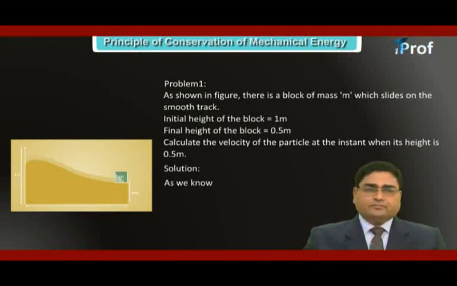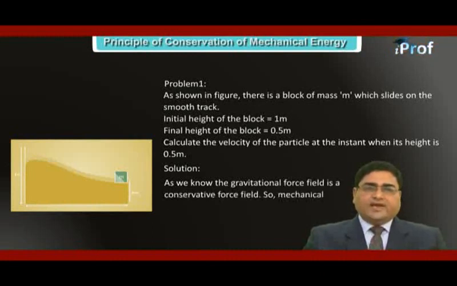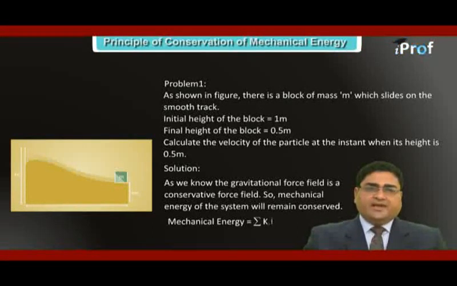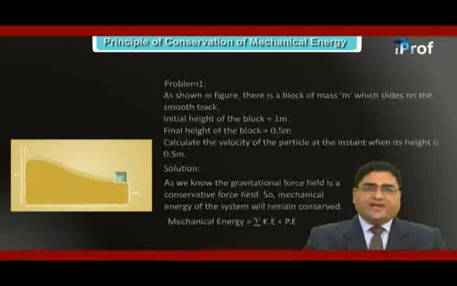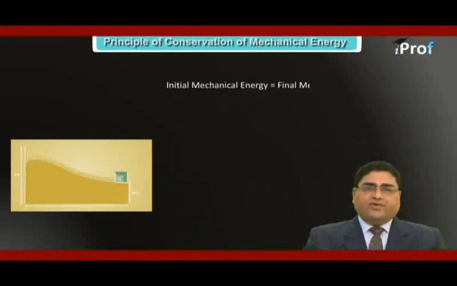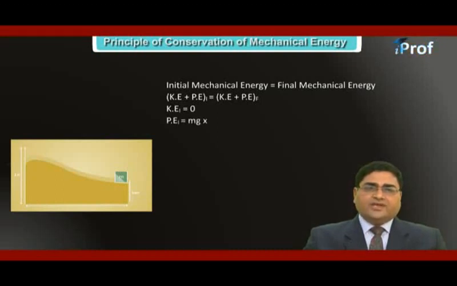As we know that the gravitational force field is a conservative force field, so mechanical energy of the system will remain conserved. What is mechanical energy? Summation of kinetic energy and potential energy is the mechanical energy. Initial mechanical energy equal to final mechanical energy. So kinetic plus potential at initial position equal to kinetic plus potential at final position. Kinetic energy at initial position is 0 and potential energy at initial position is mg into 1. Kinetic energy at final position is half mv square and potential energy at final position is mg into 0.5.